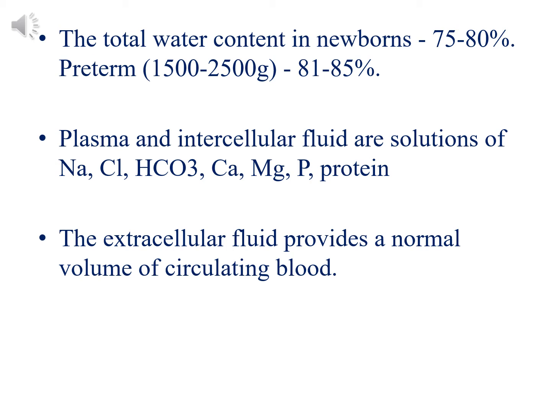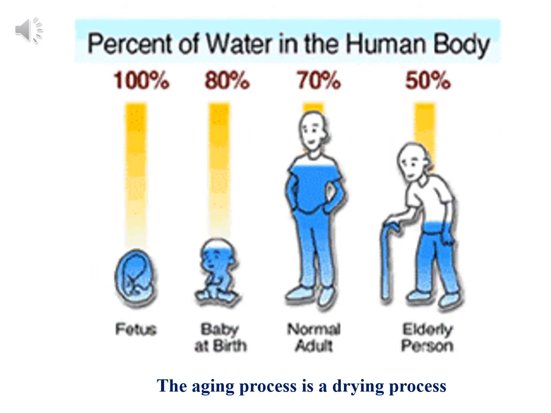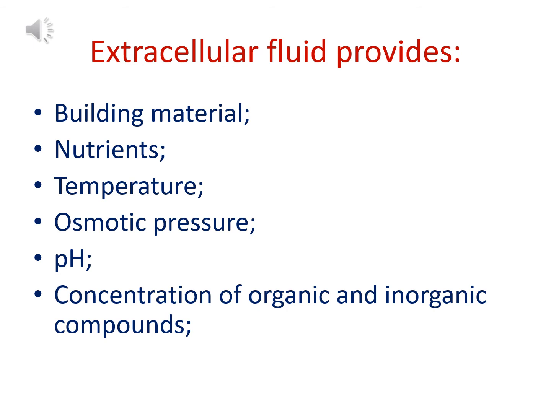Plasma and intercellular fluid are solutions of sodium, chlorine, bicarbonates, calcium, magnesium, phosphorus, and protein. The extracellular fluid provides a normal volume of circulating blood. The older the person, the less water in the body. With age, cells lose water. The aging process is a drying process. Extracellular fluid provides building materials, nutrients, body temperature, osmotic pressure, pH, and concentration of organic and inorganic compounds.